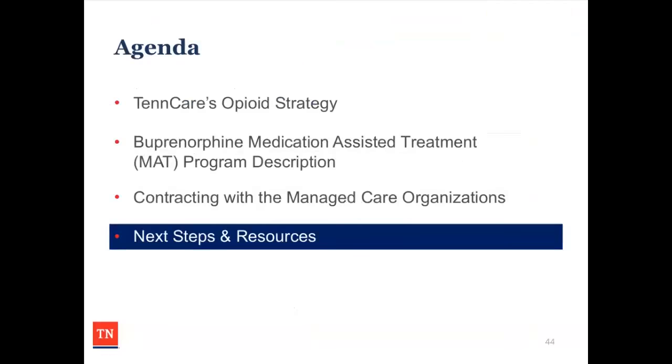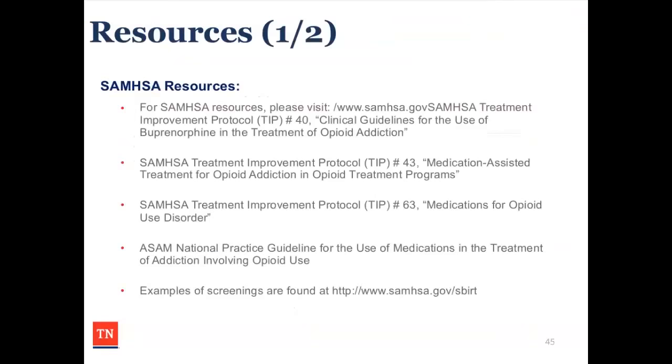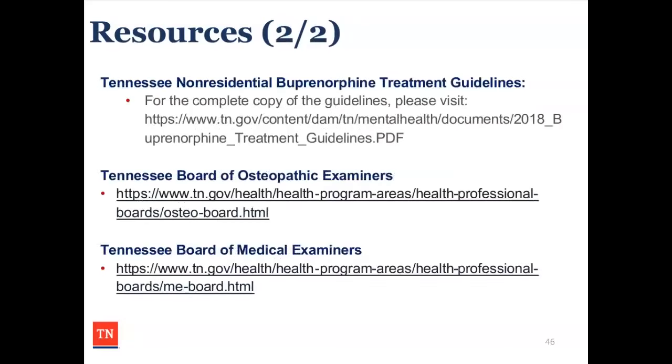Okay, next up we have next steps and resources. I just wanted to highlight the resources that are located in the program description. If you haven't had a chance to go to either the SAMHSA or the ASAM website, we encourage you to do so. Most of the information we pulled into the program description are found in these resources. And also the Tennessee non-residential buprenorphine treatment guidelines, we use that as a resource as well.